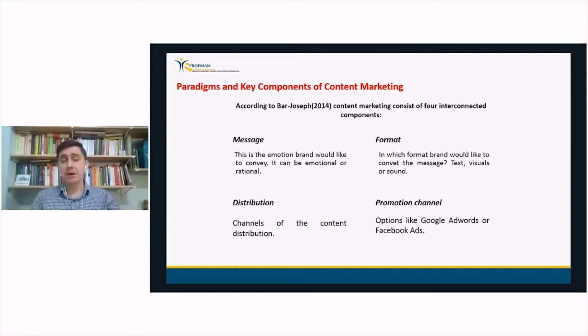Message. This parameter is clearly the most important component of content marketing. Message is what the brand would like to convey to the target audience and has a direct effect on the result of the process. Second, format. The format of the content might be sound, text, or visuals. Accordingly, this parameter is important for determining the distribution channel and promotion. Third, distribution channel. Based on the features of the target audience, distribution channels might vary from search engines to social networks. Fourth, promotion. Promotion is the overall campaign, which is conducted in order to distribute the content effectively.